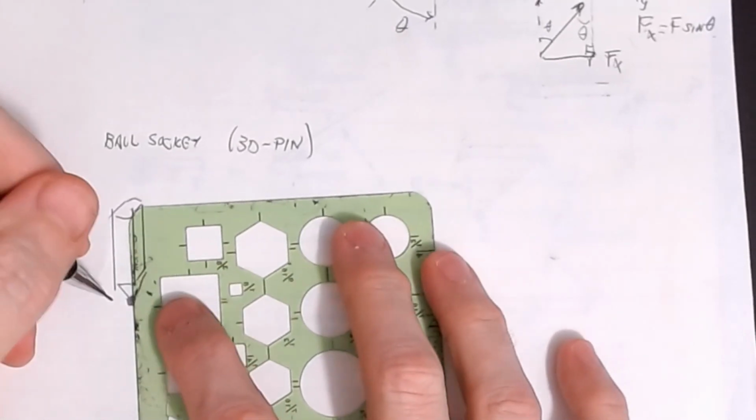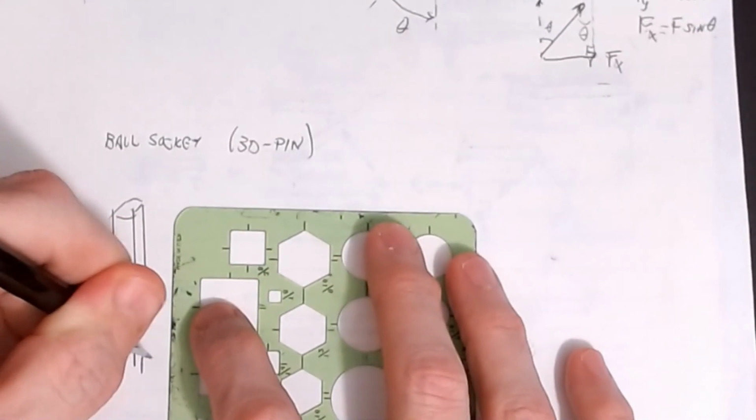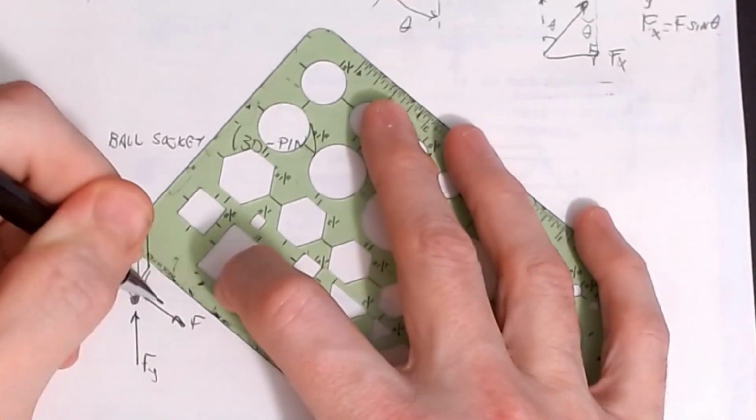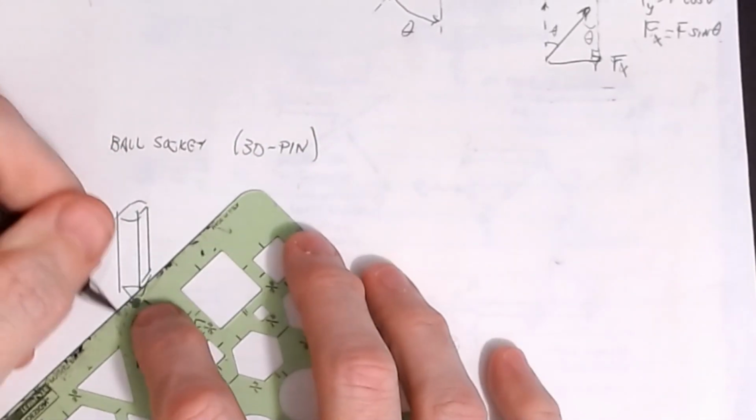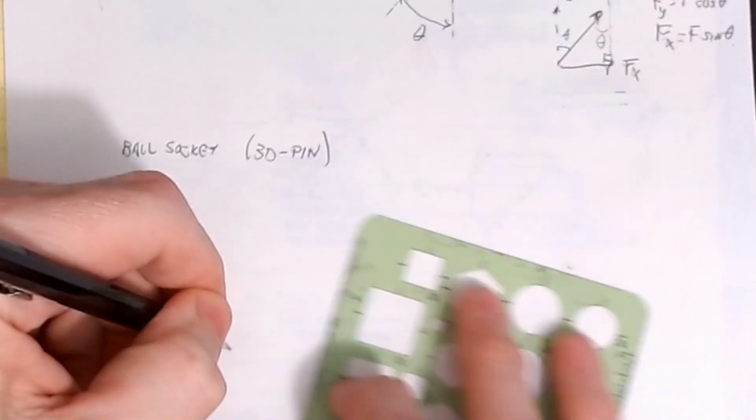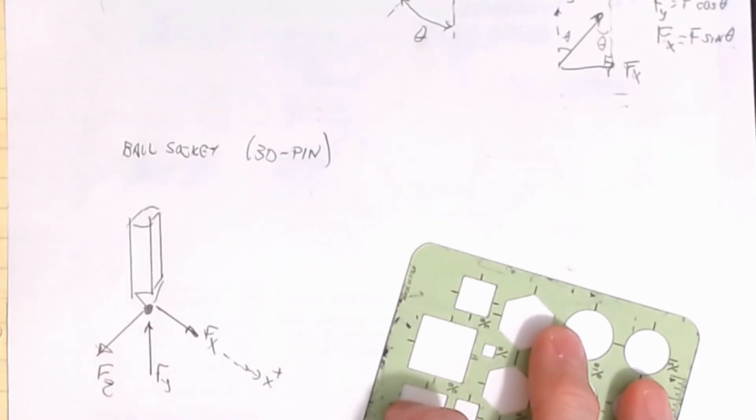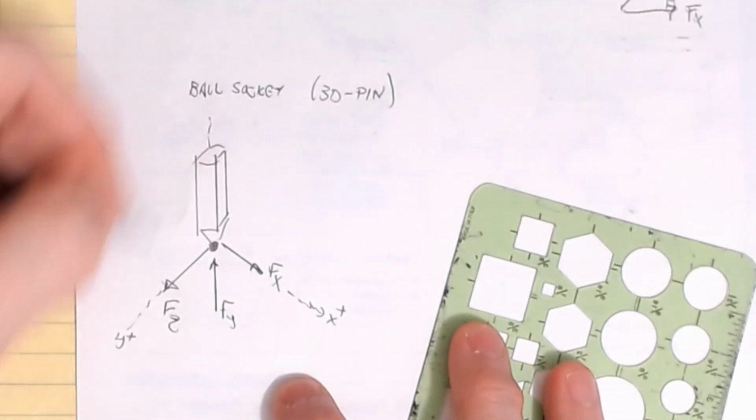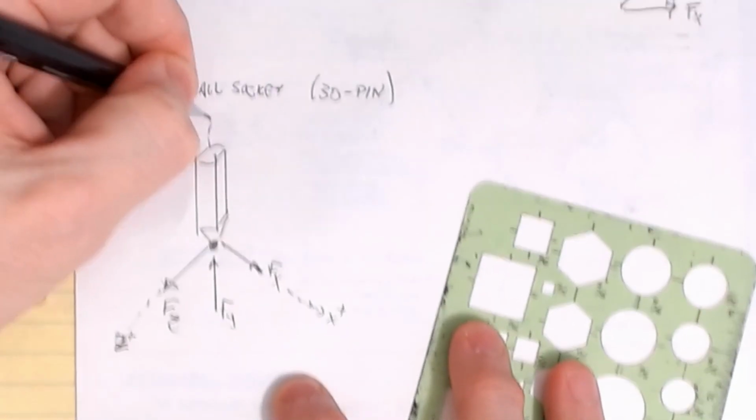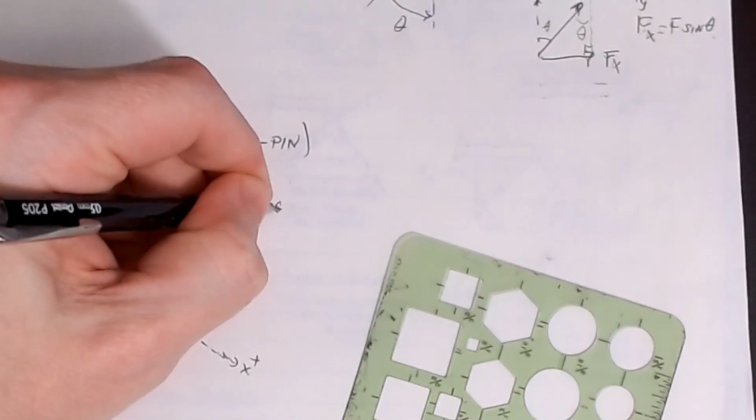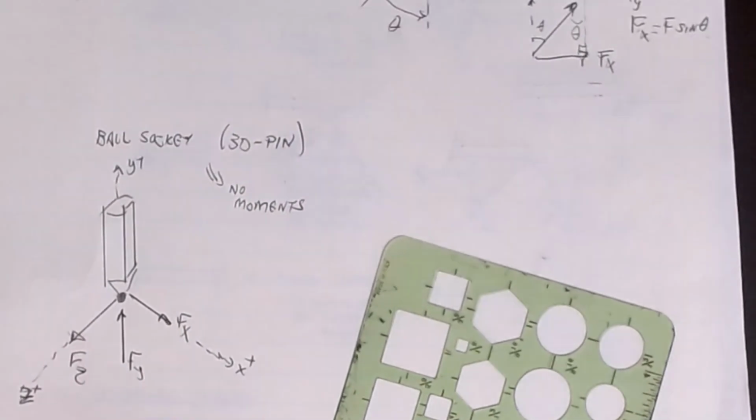But it only has, maybe this is my Fy, here's my Fx, and then in this direction you would have an Fz. Again, we're looking at a three-dimensional problem. There's my X, there's my Y, or sorry, that's my Z, and then my Y positive would be up. That would be a ball and socket. The idea here is no moments. That's another very, very common one.